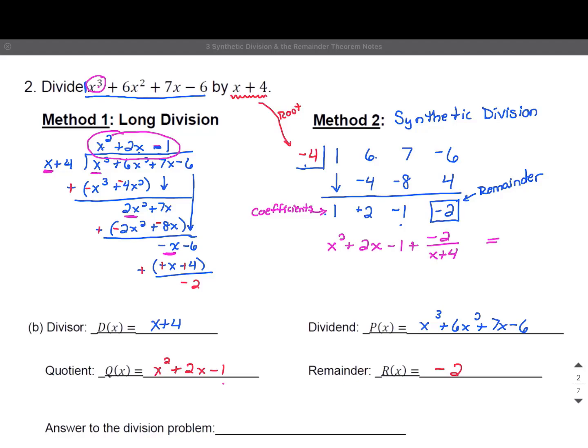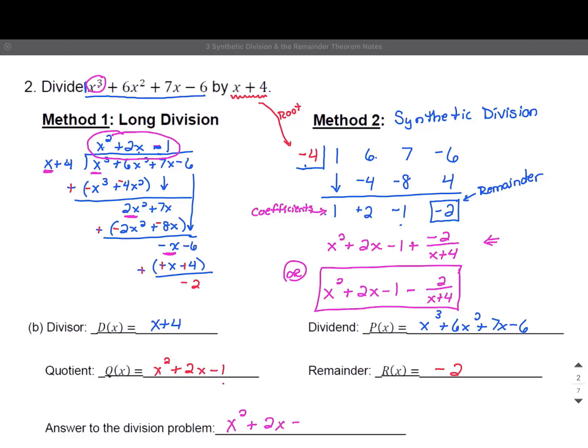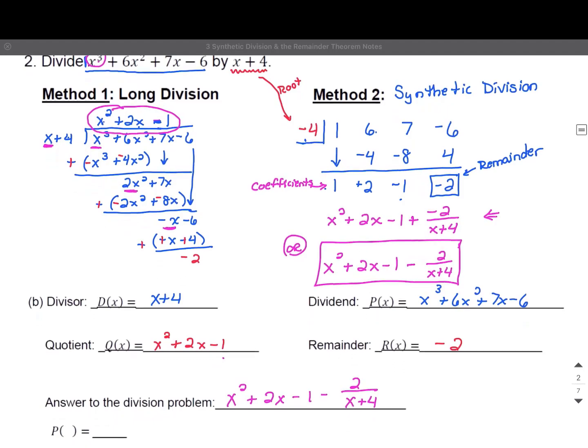Now, it's okay if you write your answer this way, but some people prefer, and I usually do this, to put the minus sign here and 2 over x plus 4, because really a negative in a fraction is not in the top or the bottom. It's usually in front of the fraction because it's negating the whole thing. Okay, and there we have our answer to the division by both long division and synthetic division. We get the same answer no matter which method we use. Okay, but one might be a little bit easier than the other.